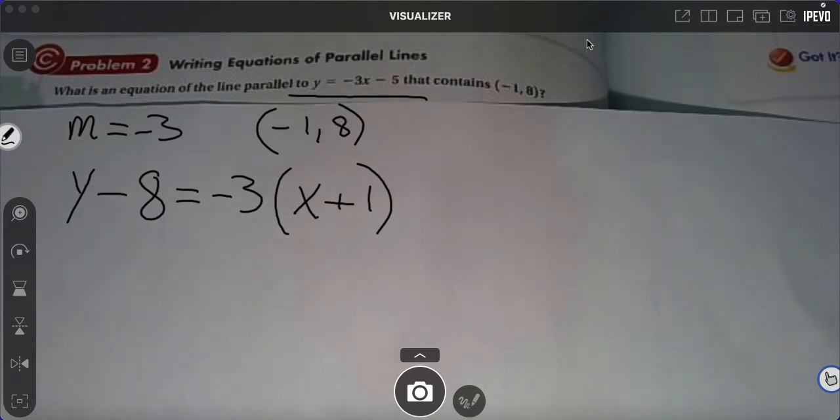If I looked at my answer choices, it doesn't tell me to change my equation to anything else. It lets me leave it like that. And I'm done. All I'm learning to use today is the slope they give me. So they gave me -3, and they gave me that point. And I wrote an equation.